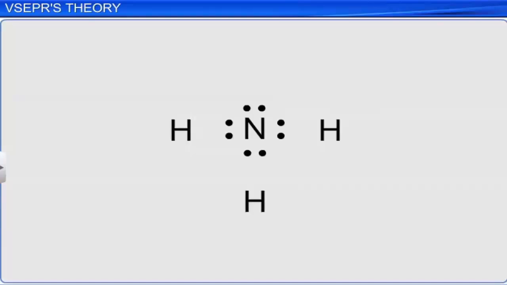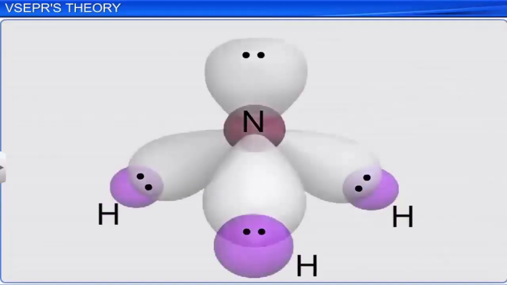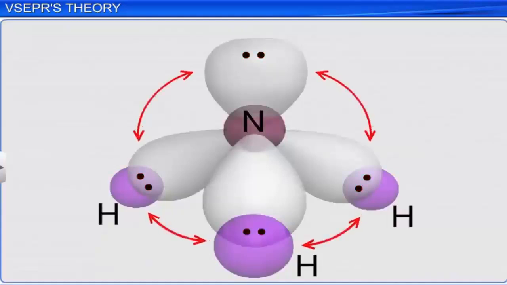Lewis' concept does not explain the shapes of molecules. In 1940, this drawback led Sidgwick and Powell to come up with a theory to determine the shape of a molecule. The shape of the molecule is based on the number, type, or extent of repulsions between electron pairs present in the valence shell around the central atom respectively.